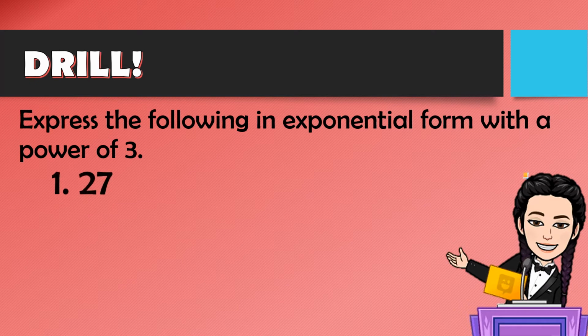Halimbawa, 27. Mag-iisip lang tayo ng number na pwede nating gamitin bilang factor ng 3 beses. So kapag minultiply natin ang factor na yon, kailangan makukuha natin ang 27. So ano kaya ang number na ito? Very good. Ang sagot ay 3. So we have 3 times 3 is 9 times 3 is equal to 27. So, para ma-express ang 27 as power of 3, gagamitin natin ang 3 as base, and then the exponent will be 3.